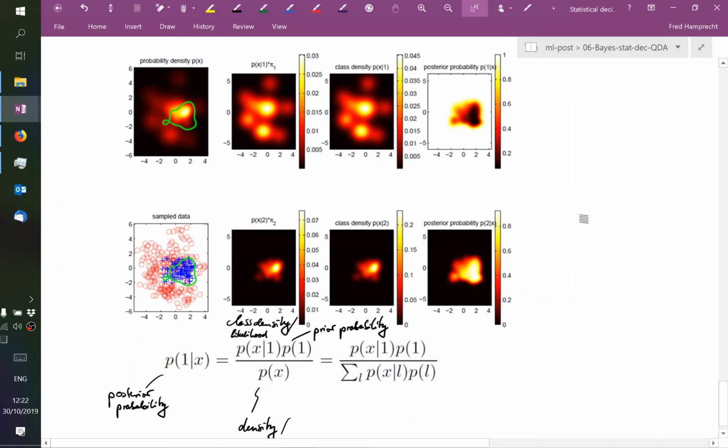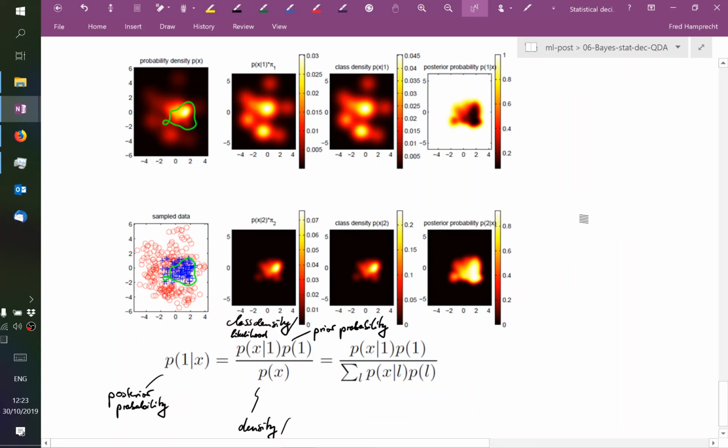All right. Then we can add these class densities up in the numerator. I can add this and that, multiply them with the respective priors. So I can add up this one and that one to get the overall density. So that's the probability of finding a particular point in feature space, no matter what its true class is.